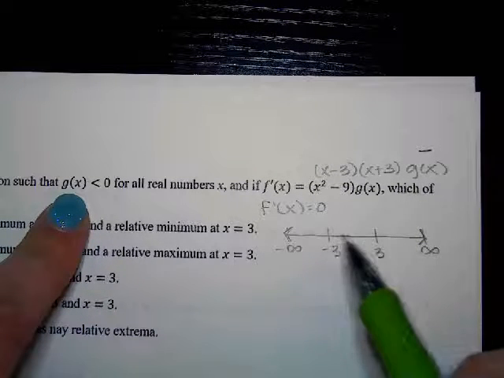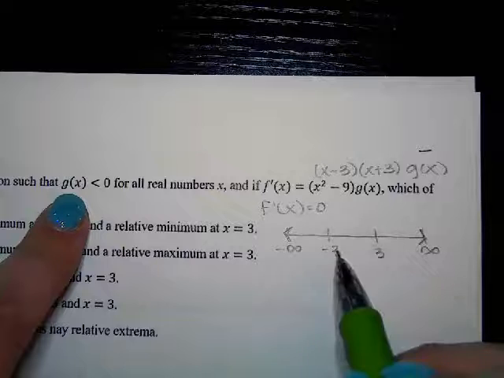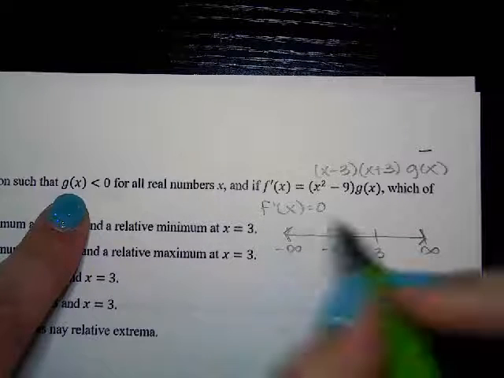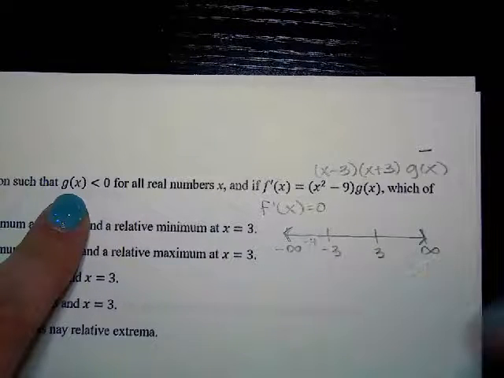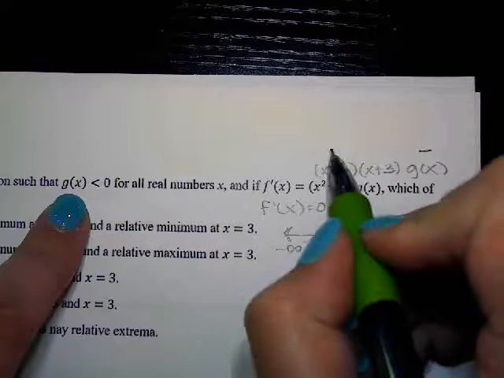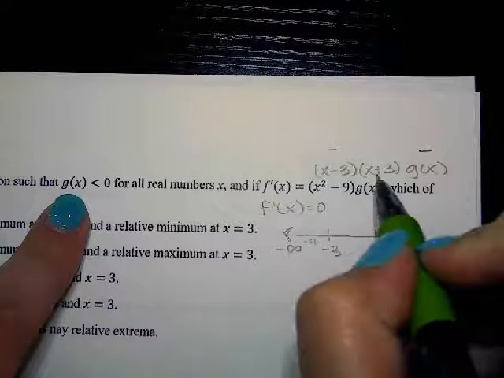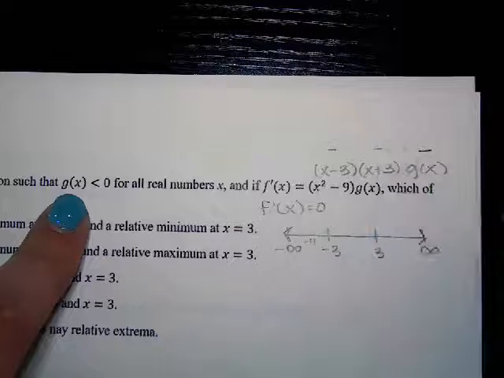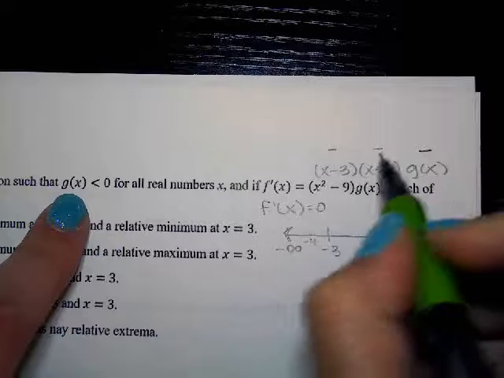So what's a number less than -3? -4. Okay, so if I plug -4 in, -4 minus 3 is a negative. -4 plus 3 is a negative. And negative, negative, negative is negative.